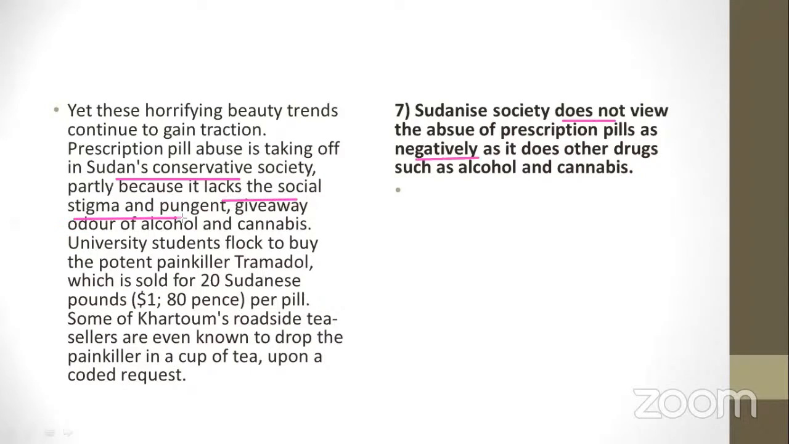So what is the meaning of the question? Can you explain the meaning of the question? Yeah. The question means that in Sudanese society, people don't have any major stigma associated with the use of prescription pills, as compared to alcohol and cannabis. They feel that alcohol and cannabis are more dangerous as compared to these prescription pills, right? And exactly the same thing is written over here. And cannabis also smells. So that's why, it's a conservative society. They believe alcohol and these things are more dangerous, but there is nothing like that for the prescription pills.